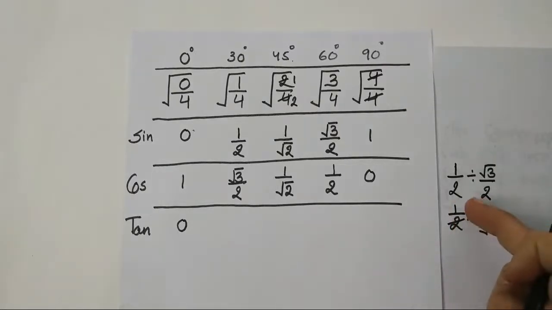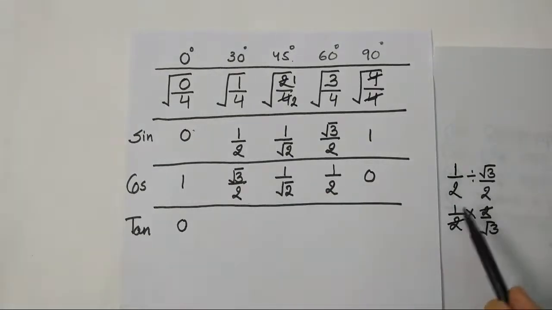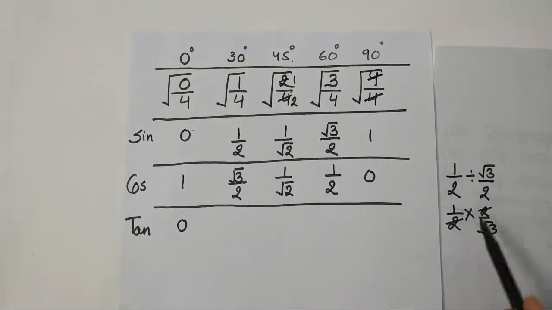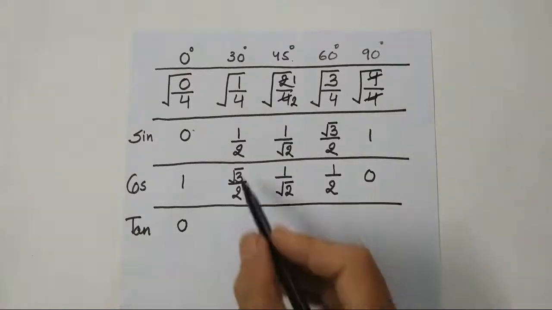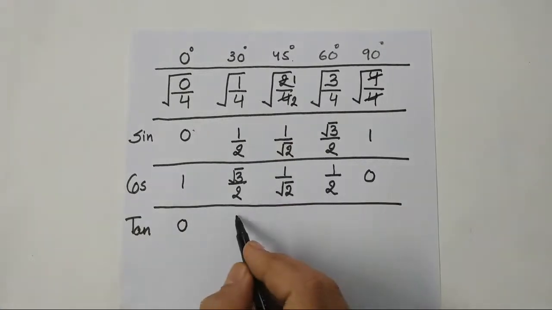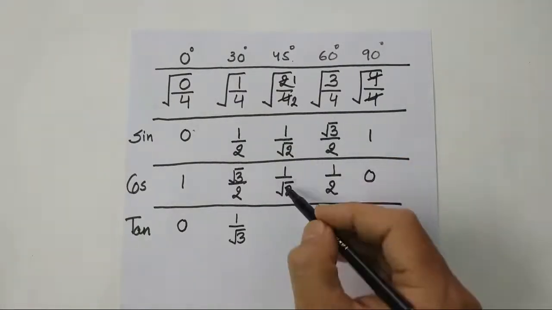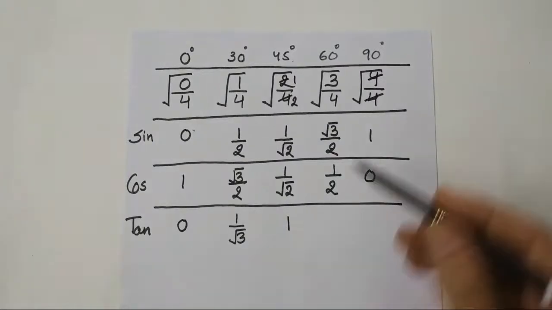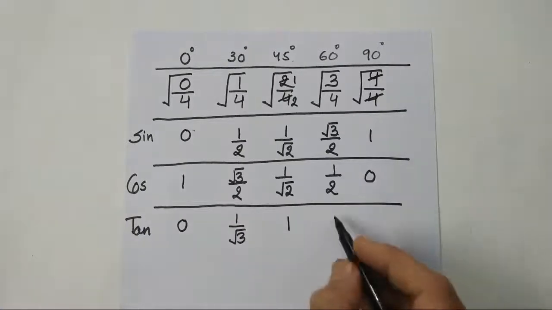So when you simplify it like this, we are dividing this fraction by this fraction, 1 upon 2 divided by root 3 upon 2. When you divide, the 2 and 2 will cut, so the answer becomes 1 by root 3. Then 1 upon root 2 divided by 1 upon root 2, both are the same, so it will give you 1. Then divide root 3 upon 2 by half. When you divide this, it will give you root 3.